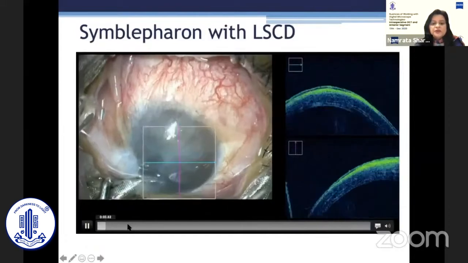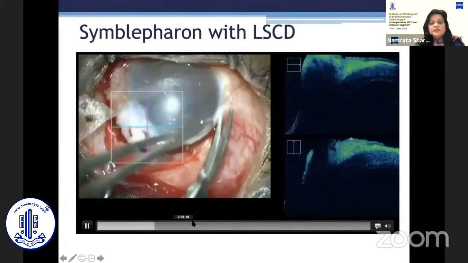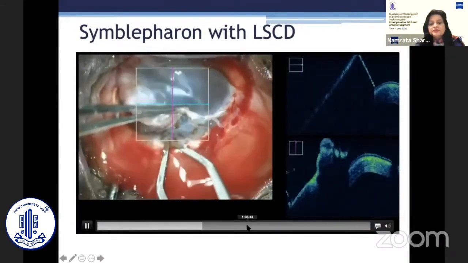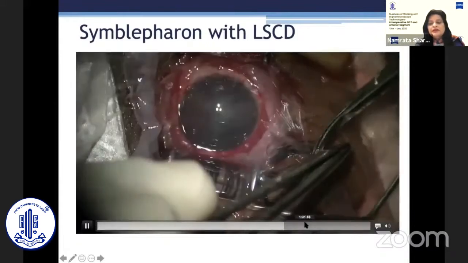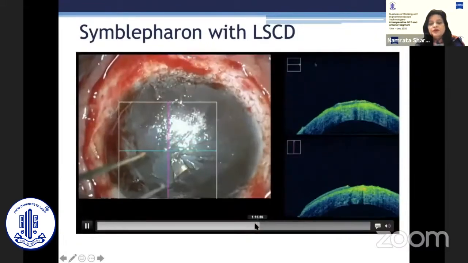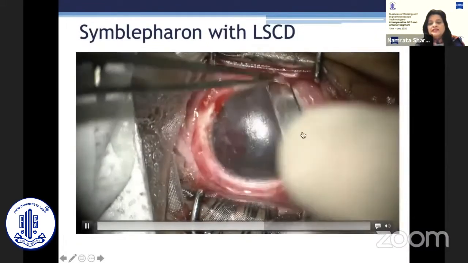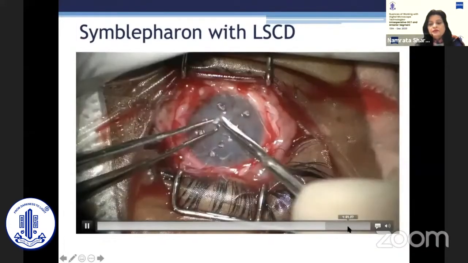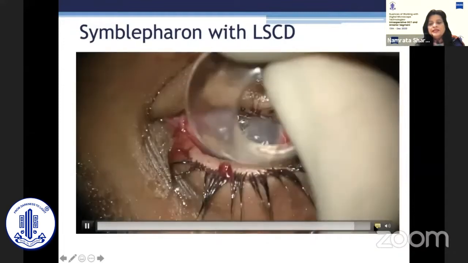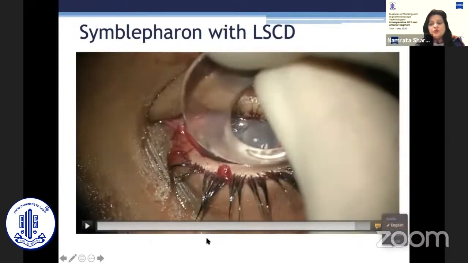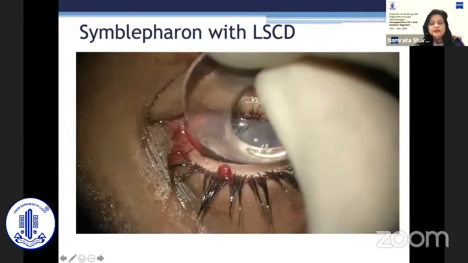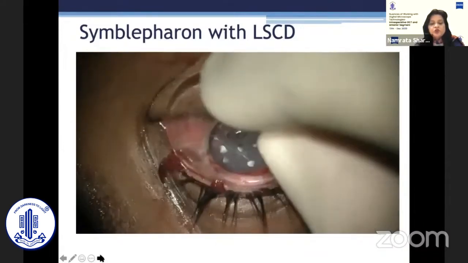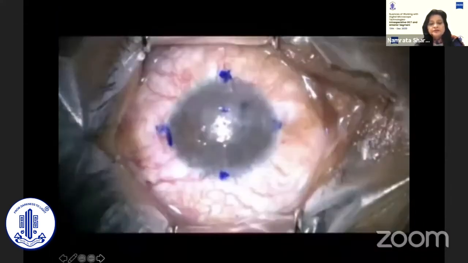Again, this is a case of chemical injury where there was symblepharon present. So 360 degrees peritomy is done. And then again, you have to do a dissection like this so that you remove the entire pannus, and then do a slit there, and then also this requires a symblepharon ring because there's symblepharon present and you don't want that to occur again.